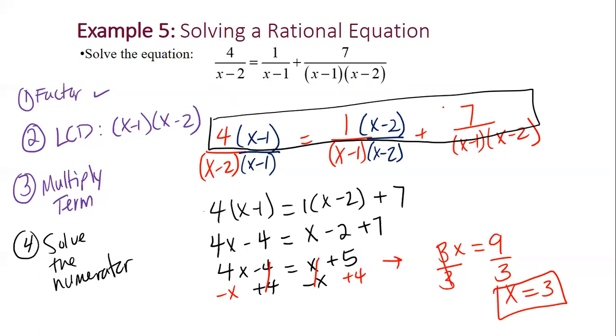The answer is no. 3 minus 2 is 1. 3 minus 1 is 2. So this is why this is my single unique solution. Okay? All right. I almost forgot. 5 is check. We'll always check the denominator. Make sure it's still rational.